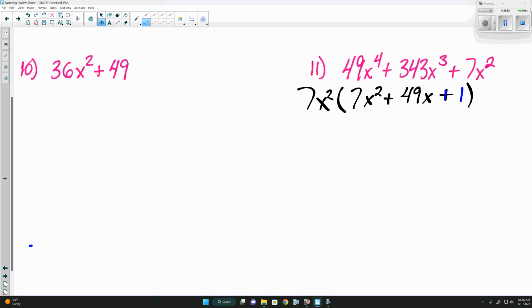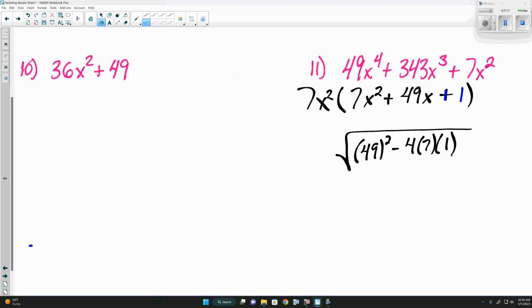That's it. Because we can check to make sure that this here doesn't factor. Our b squared minus 4 times a times c. This is just a way to check to see if it's factorable or not.